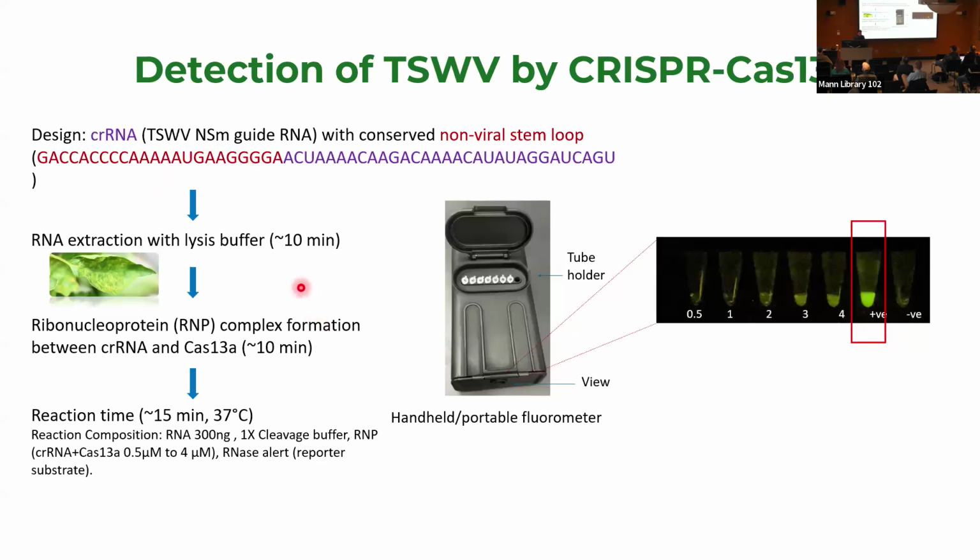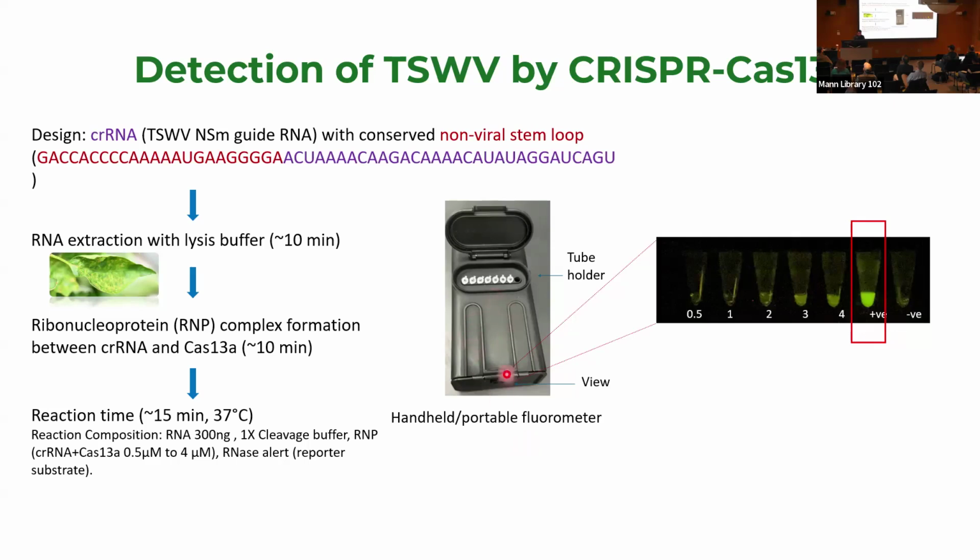What you basically start with is a crude RNA extract with the lysis buffer, which takes about 10 minutes. The ribonucleoprotein complex, which is this guide RNA and Cas13a, the incubation takes about 10 minutes after this, once you mix the RNA, and then all you have really is the cleavage buffer and then the reporter substrate. You incubate the cocktail for about 15 minutes at 37 degrees Celsius, and that's very much the room temperature, or a little bit more maybe.